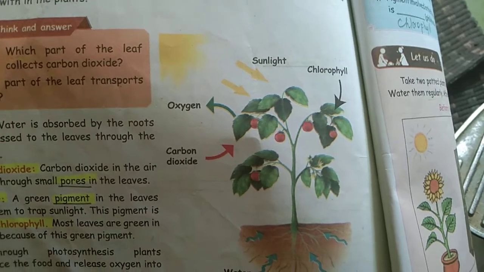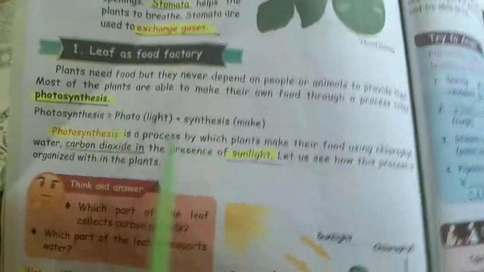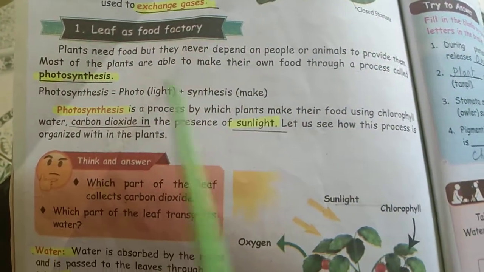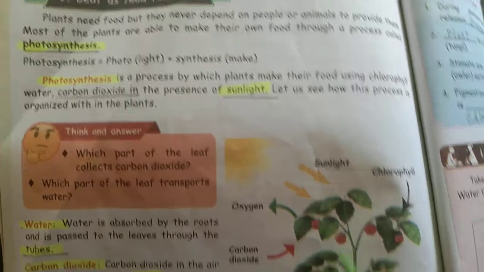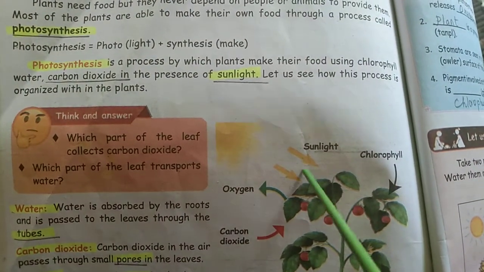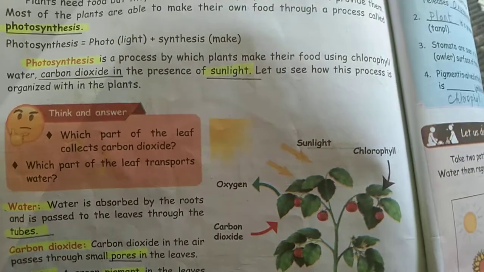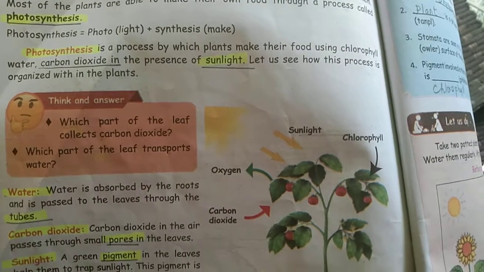You can see the difference. So up to this, we are going to complete the class today. Today we saw the photosynthesis process and what the trees are getting and what the trees are giving to us. So the class is finished. Thank you, children.